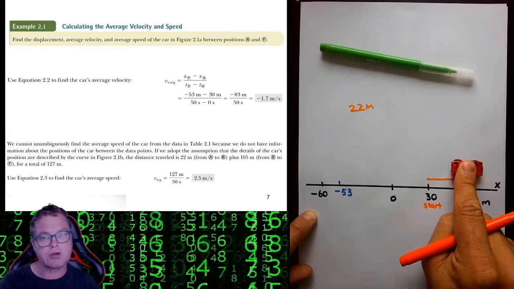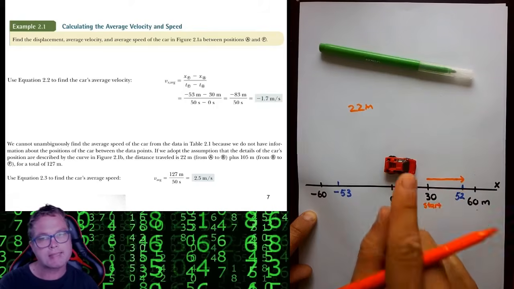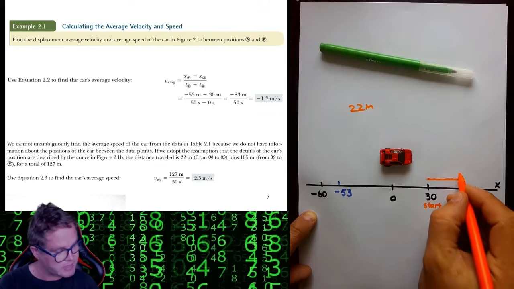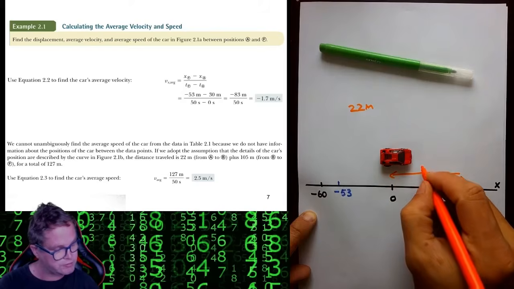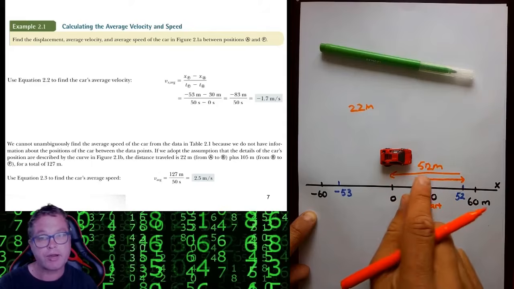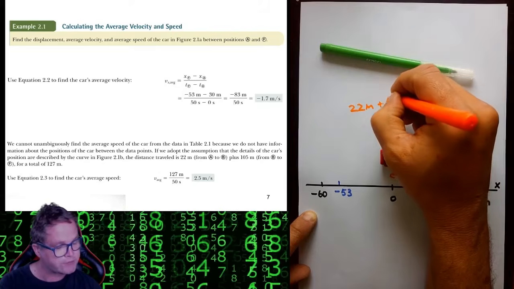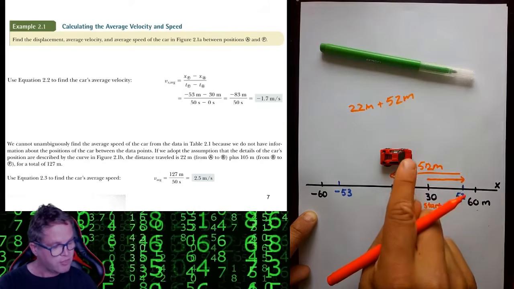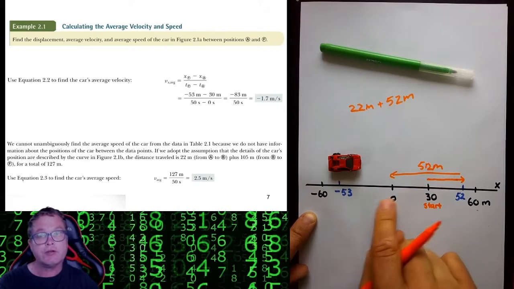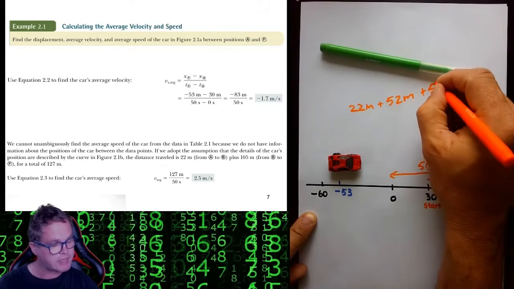Secondly, it started moving in the negative direction. After some time, it would have come to the 0 position. So this distance here would have been an extra 52 meters that it traveled. This is 52 meters traveled backwards. So far in the journey, it's traveled 22 meters plus 52 meters. Then as it travels to the final position, it travels from 0 to minus 53. So this indicates that it travels an extra 53 meters.